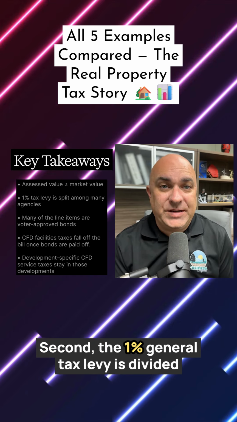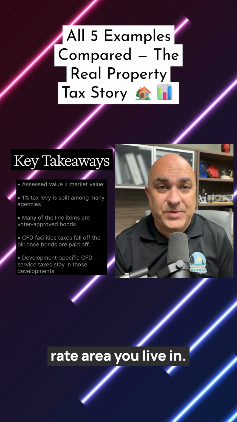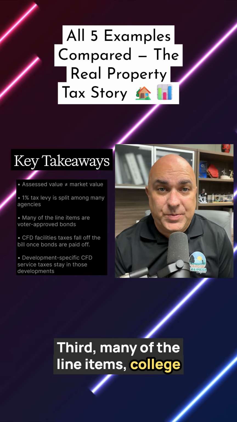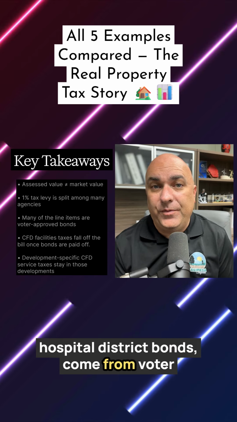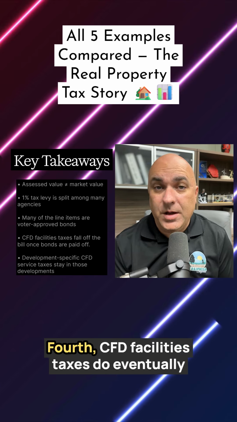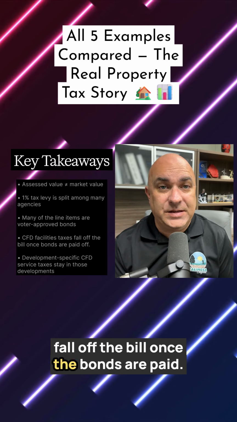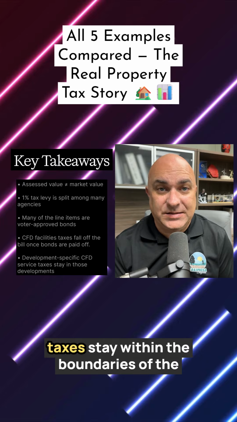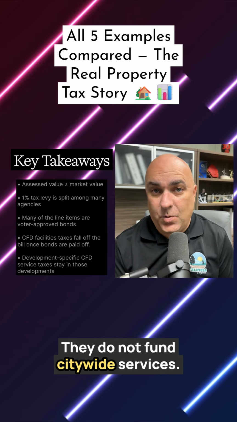Second, the 1% general tax levy is divided among many agencies according to the tax rate area you live in. Third, many of the line items, college bonds, school bonds, water agency bonds, hospital district bonds, come from voter-approved measures. Fourth, CFD facilities taxes do eventually fall off the bill once the bonds are paid. Lastly, development-specific CFD services taxes stay within the boundaries of the development they serve. They do not fund citywide services.